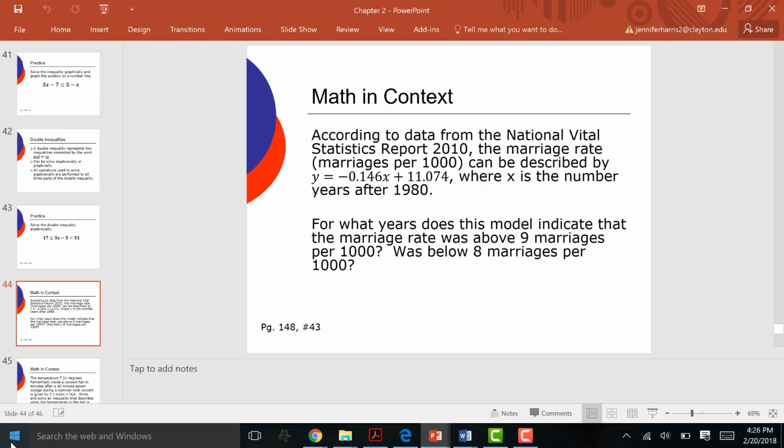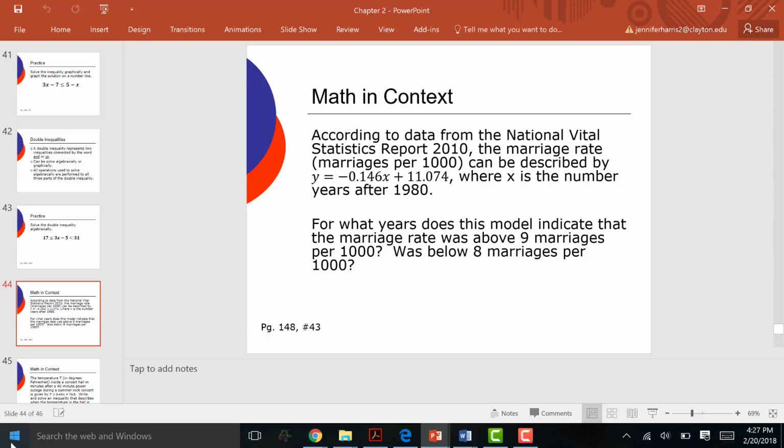All righty. Let me restate the way we've got it: x can be all the numbers less than 14, and x is a what? Years, okay. So look at what it says. For what years does the model indicate that the marriage rate is above 9? For what years? It didn't say how many years, it says for what years. What should I do with this 14? Add it to what? 1980.